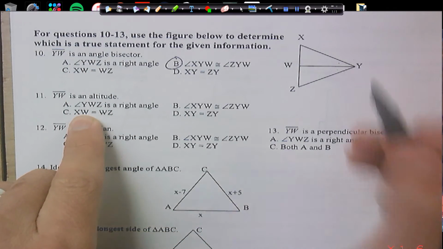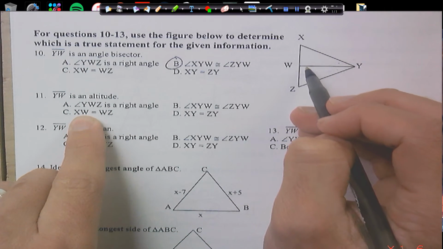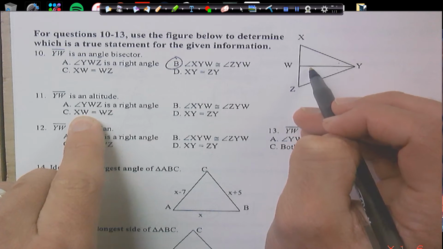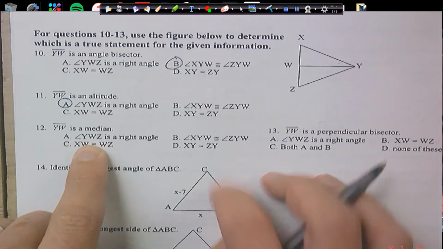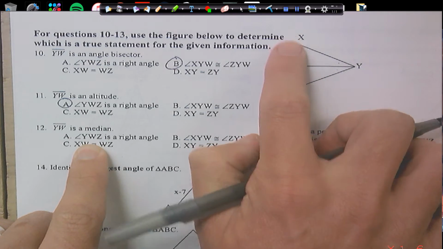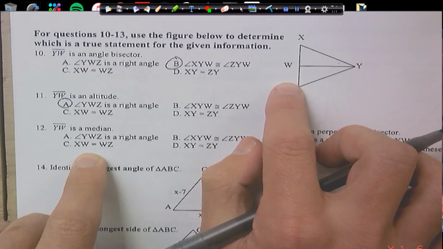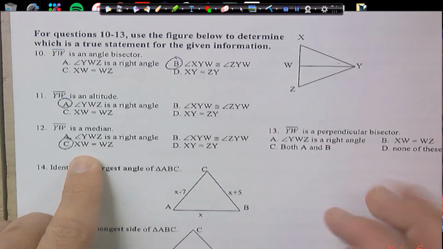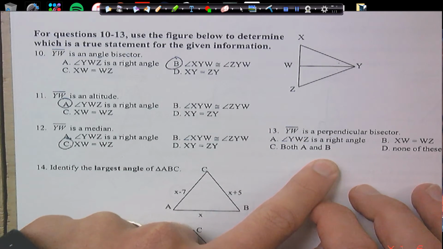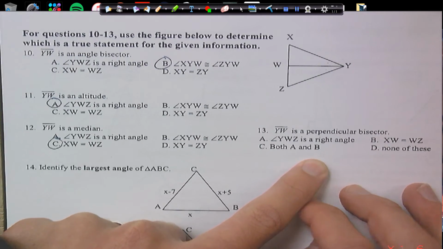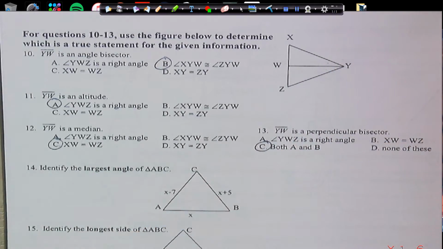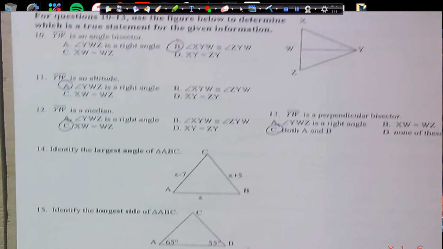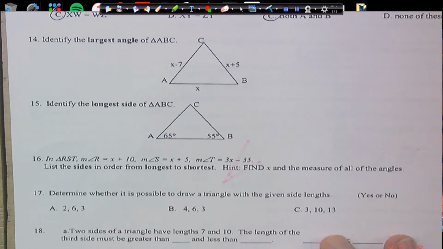YW is an altitude, which means this is a 90 degree right here, which means YWZ is a right angle. A median, that means W is now the midpoint of this segment, so XW and WZ are congruent. And if YW is a perpendicular bisector, that means it's perpendicular and it cuts the segment in half, so both A and B are correct. Moving on. That was quick.